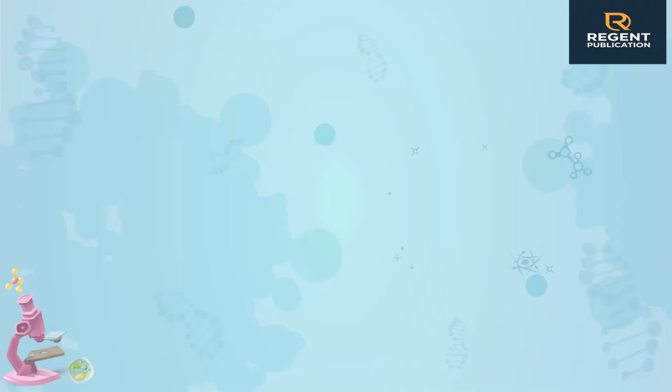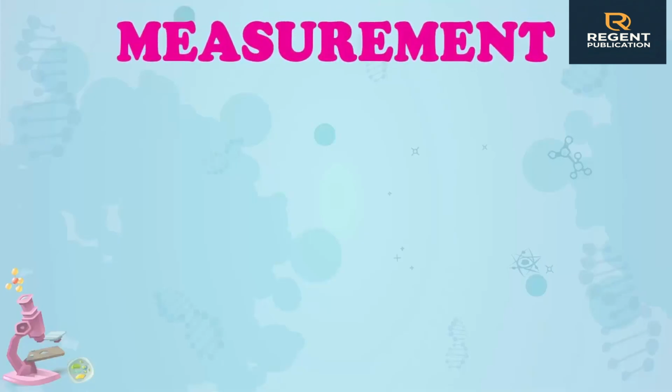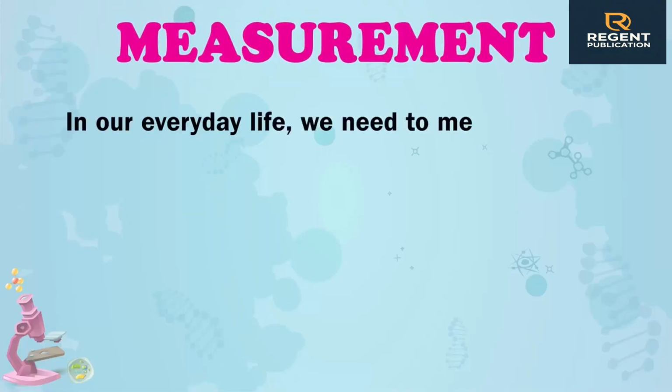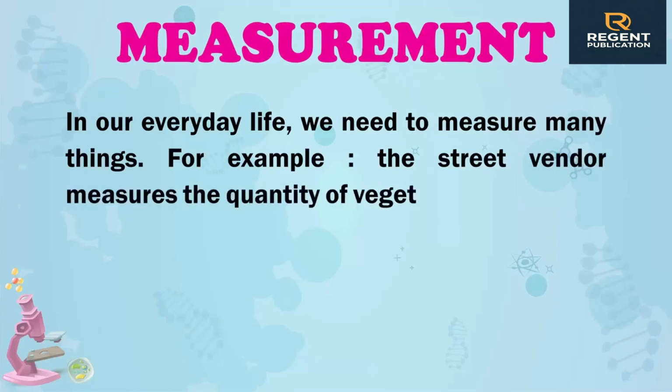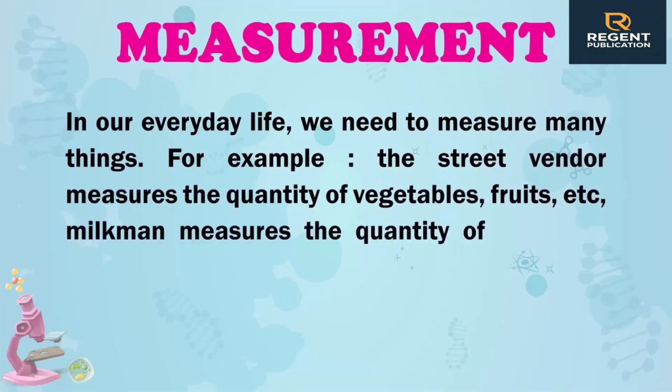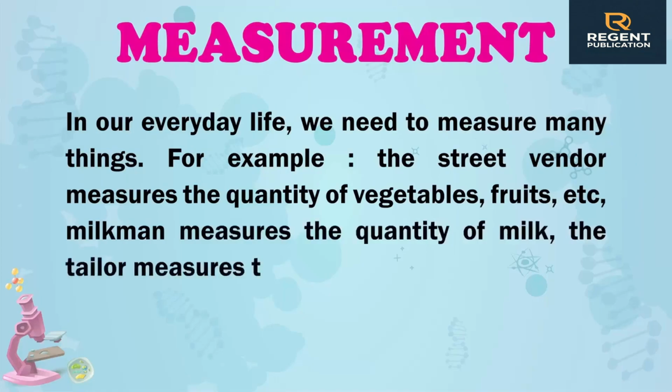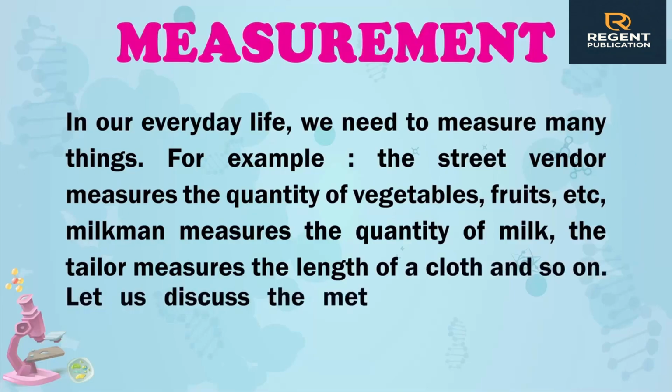Chapter 11. Measurement. In our everyday life, we need to measure many things. For example, the street vendor measures the quantity of vegetables, fruits, etc. The milkman measures the quantity of milk. The tailor measures the length of a cloth, and so on. Let us discuss the methods and units for measuring each of these.